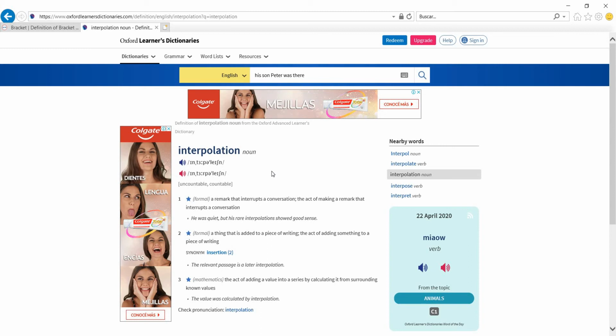In the other case, "his son Peter" means there are other sons, right? His son John, his son... though this is very odd, right? Usually you would put it the other way around. You say Peter, his son, or one of his sons, right? So remember that when you set off an interpolation in commas, what you mean is that this is additional information, right? The examples here are also good.